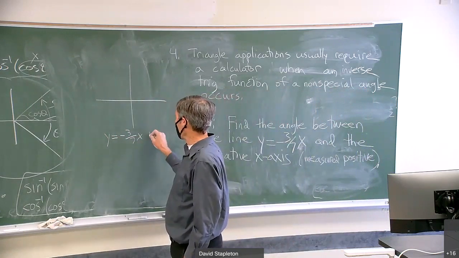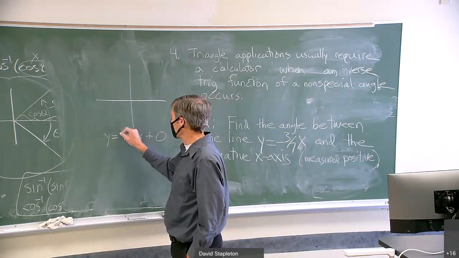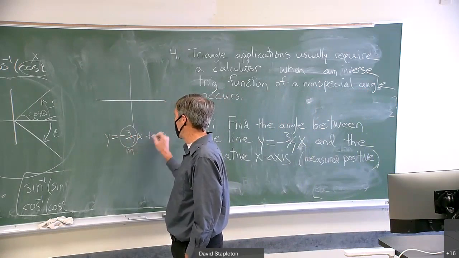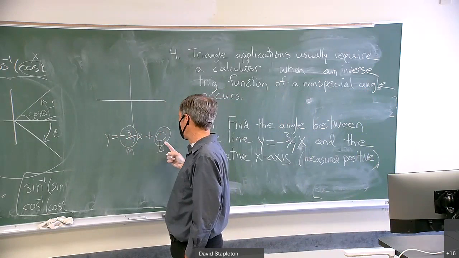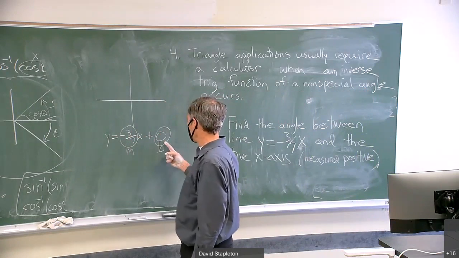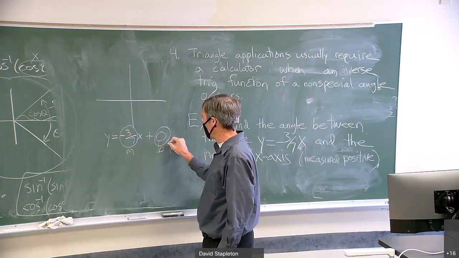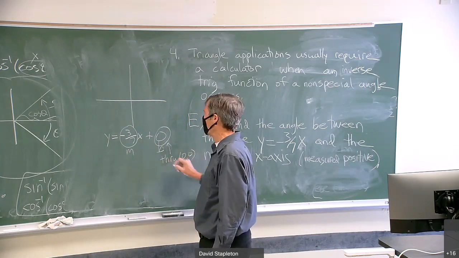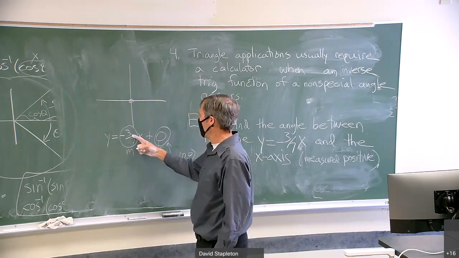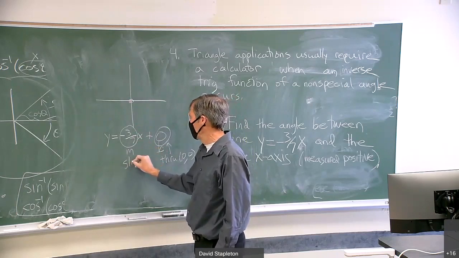What you do is you think of this as minus 3/7 x plus 0, and you say this is in the form y equals mx plus b. So m must be the slope and b must be the y-intercept. And it shows that it goes through the origin, right? If the y-intercept is 0, then you're going through the point 0, 0. So it goes through here, and then minus 3/7 is the slope.